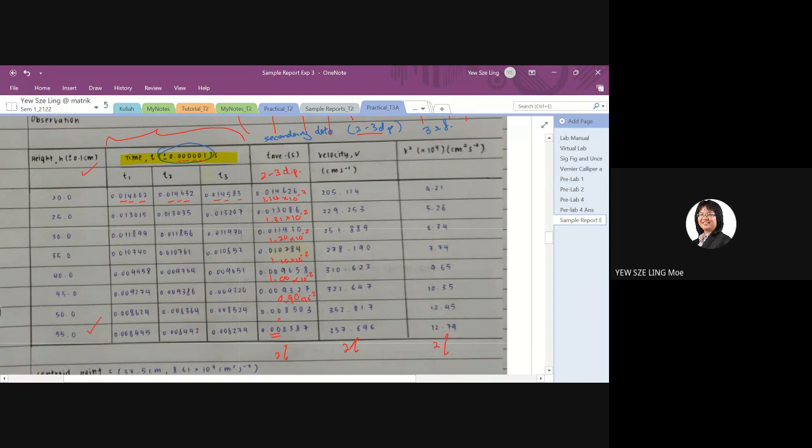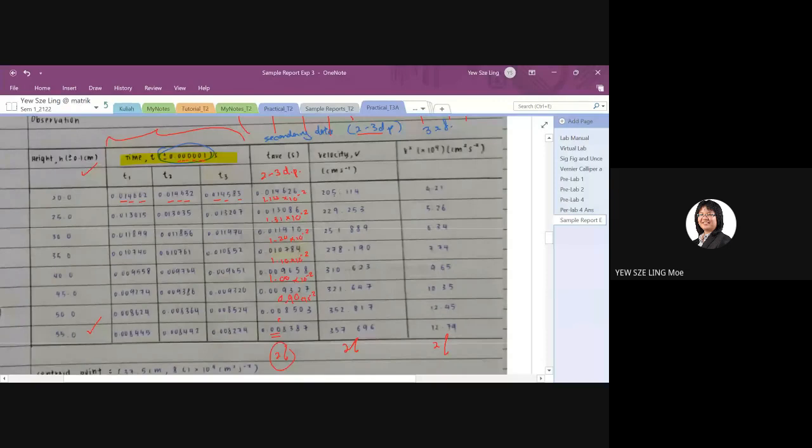So if you got this T average wrong, then you're going to lose 2 marks. All right, then your V and your V square, it depends. If you got all correct, then all right. If you got all wrong, then cannot lah. Okay, then cannot. So your V, okay, your V is 205,114. Actually, it's quite large, the value.